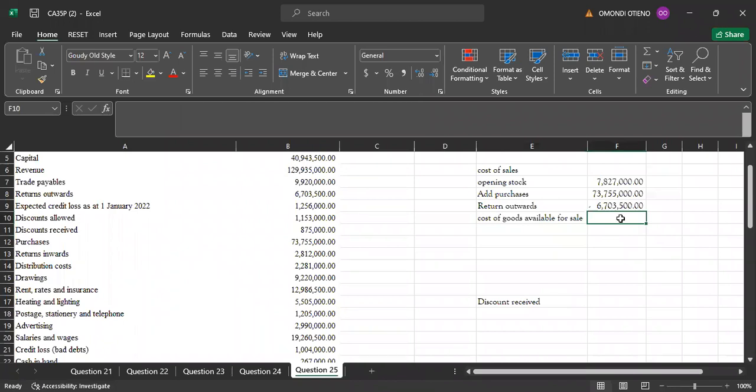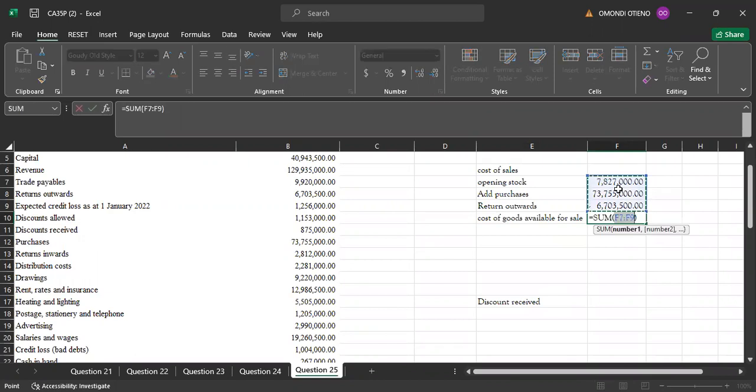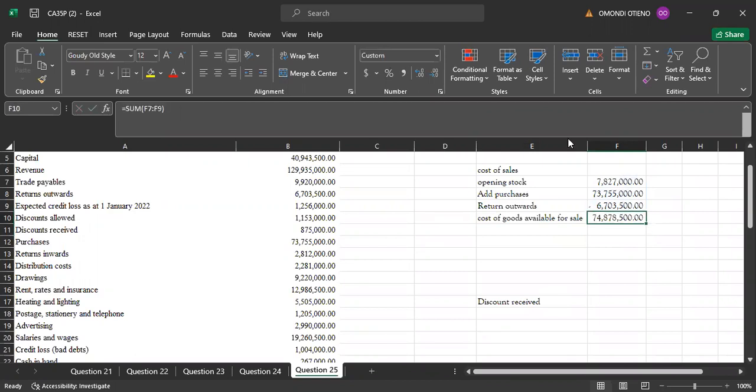So the cost of goods available for sale will be opening stock, add purchases, less returns outwards. So that is what we have there.